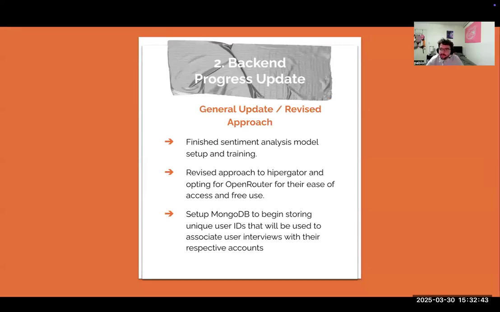So for the backend progress update, we finished the sentiment analysis model setup and training. We revised our approach to no longer use Hypergator and instead we're going to use OpenRouter for their ease of access and free use. We also set up a MongoDB local instance which stores user ID, and it's used to associate the user and their interview scores.